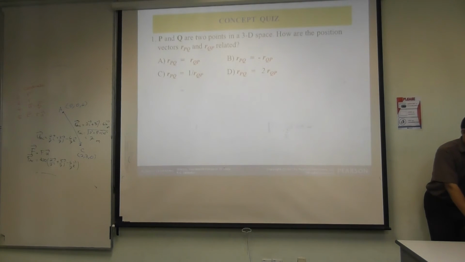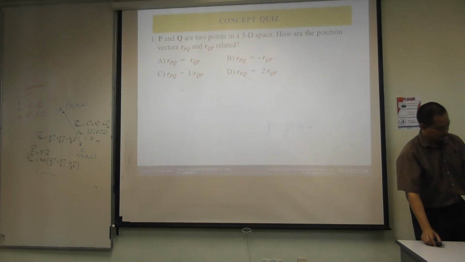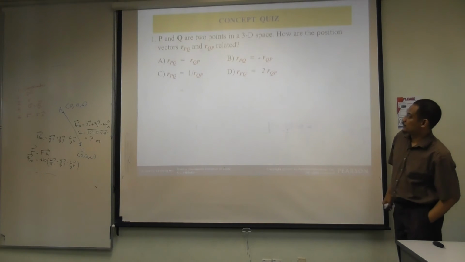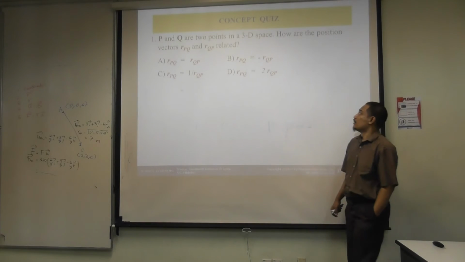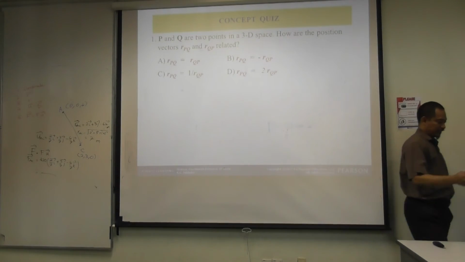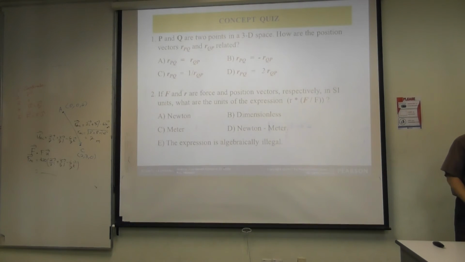Concept quiz. Okay, if P and Q are 2 points in 3D space, how are the position vectors PQ and QP related? Straightforward, right? Which one? B, right? They will be negative of each other because they are opposite.